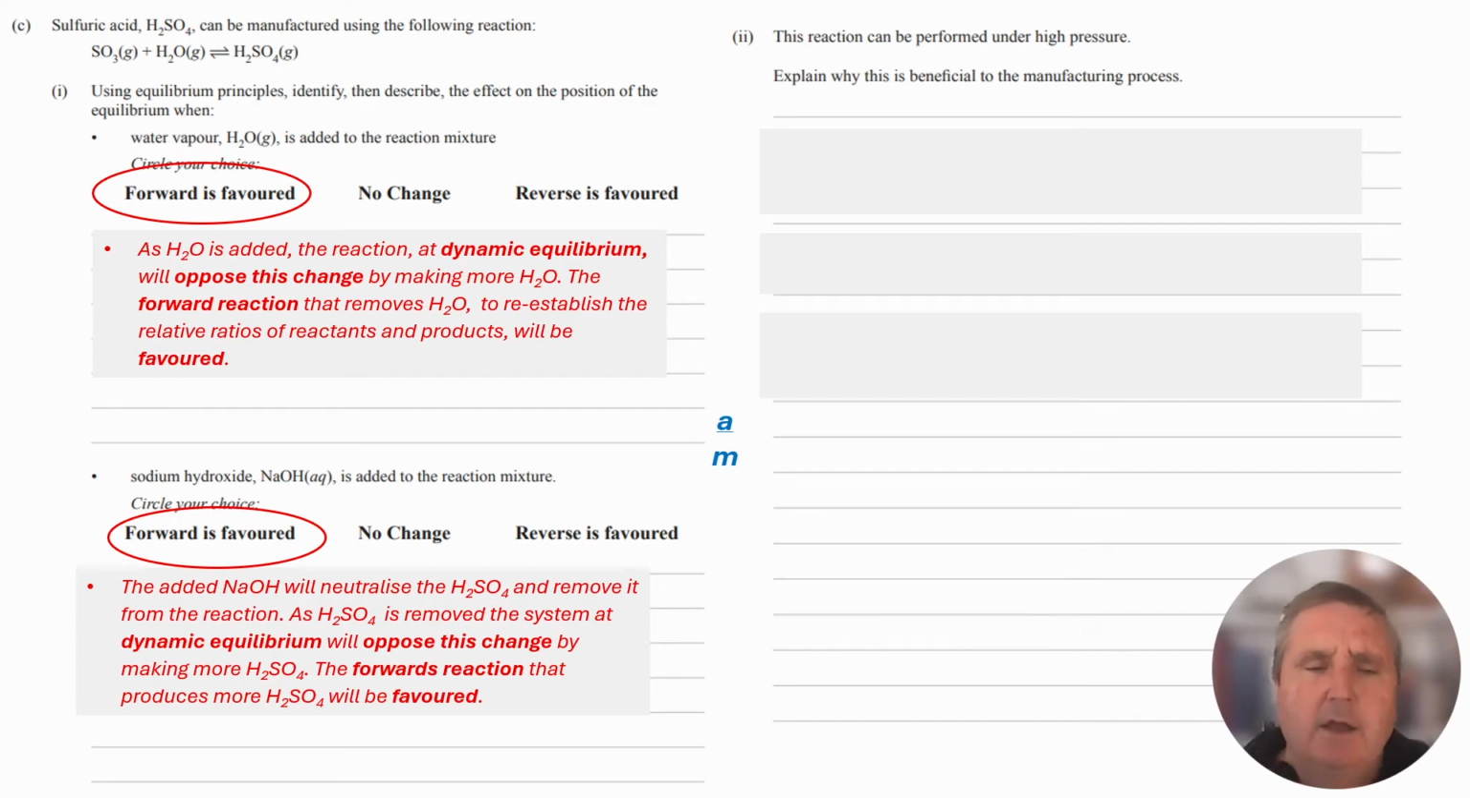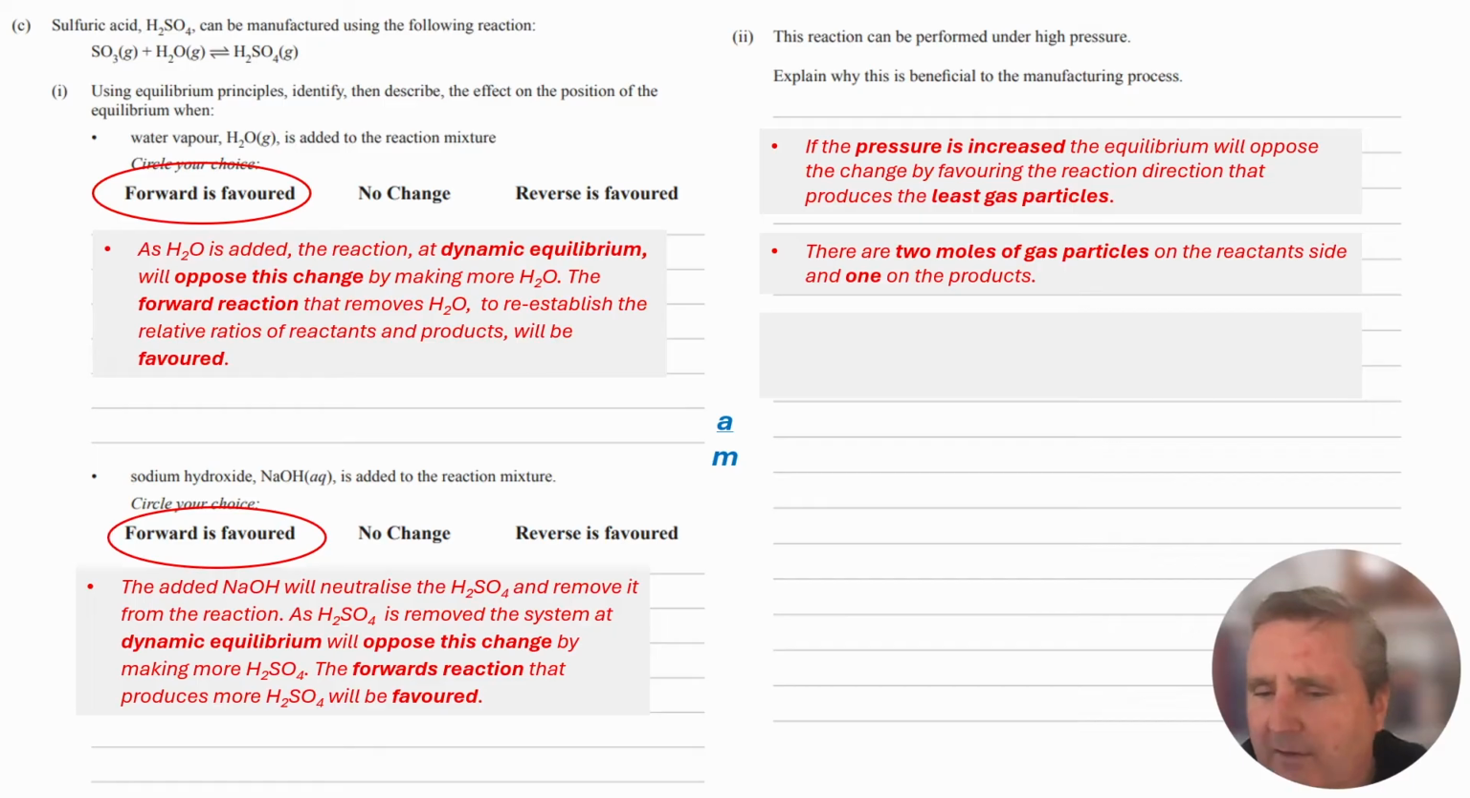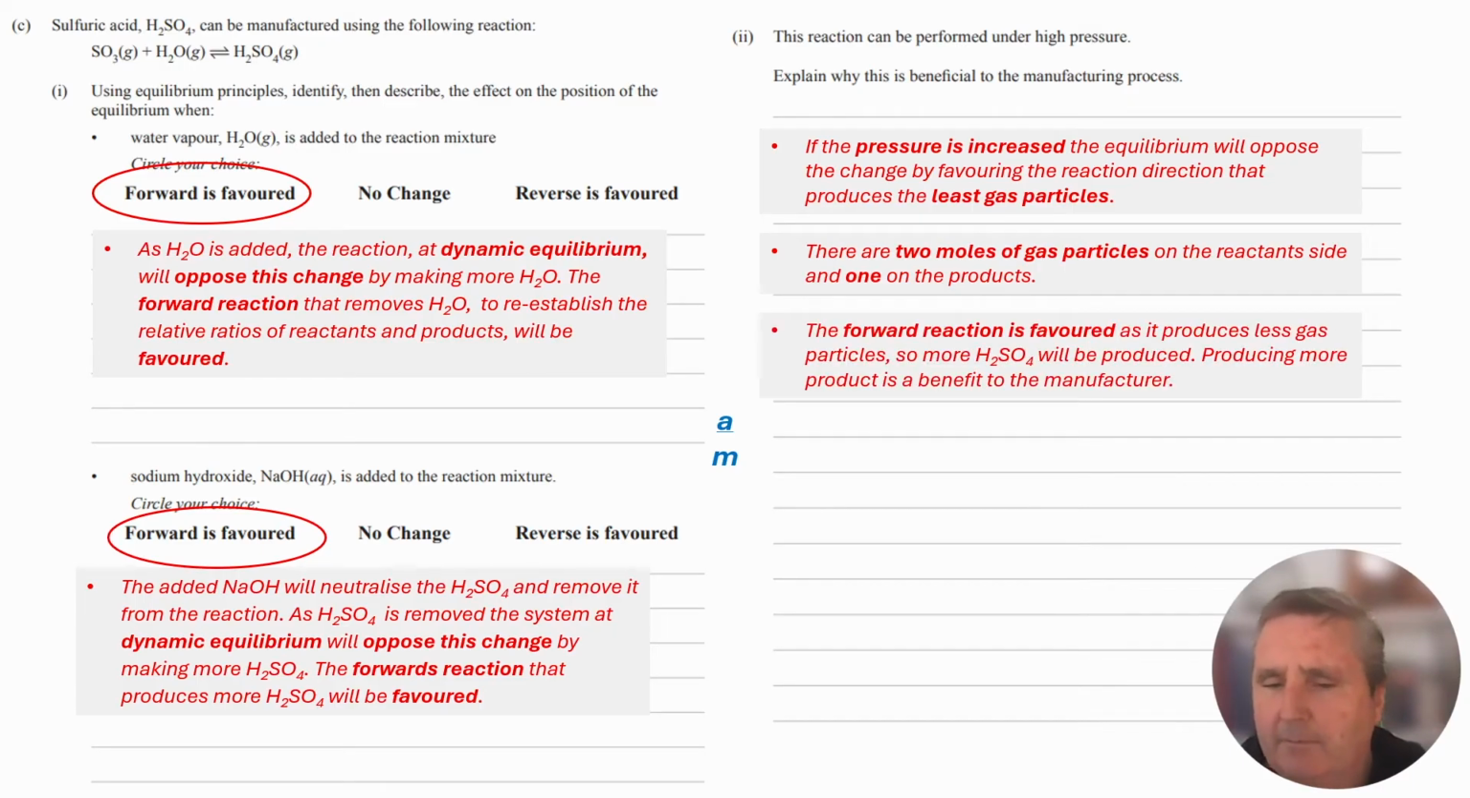We always use the term moles of gas particles. It's important there. We can see that there are 2 moles of gas particles on the left hand side and 1 on the right. So we just need to explain these details. If the pressure is increased, it's going to oppose this. Remember, always put this statement in, oppose the change. That's Le Chatelier's principle, by favoring the reaction direction that produces the least gas particles. There are 2 moles of gas particles on the reactant side and 1 on the right. So the forward reaction is favored as it produces fewer gas particles. So more sulfuric acid will be produced. Producing more product is a benefit to the manufacturer.